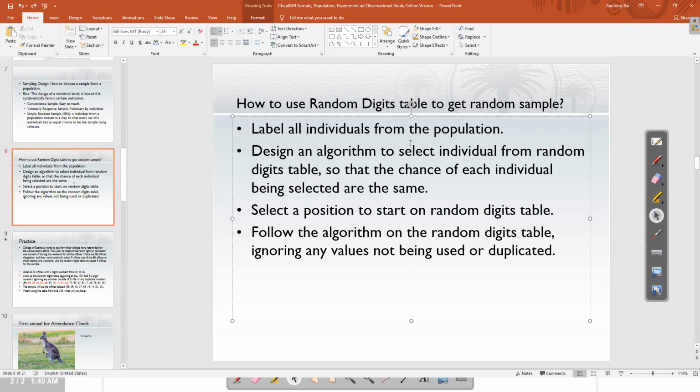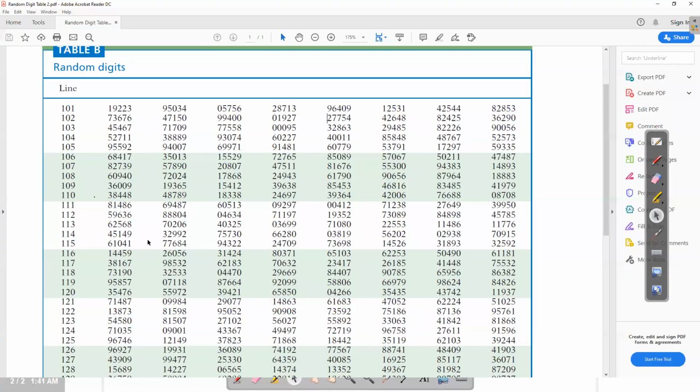So label them first. The labeling process doesn't need to be random, so the random selection doesn't happen here. As long as every individual has a unique label, that's all you need. And then you design an algorithm for reading from the random digit table. Basically, you just need to make sure that when you read from the table, every individual has the same chance of being chosen. So that's it. And then select a position to start on the random digit table. So select a point.